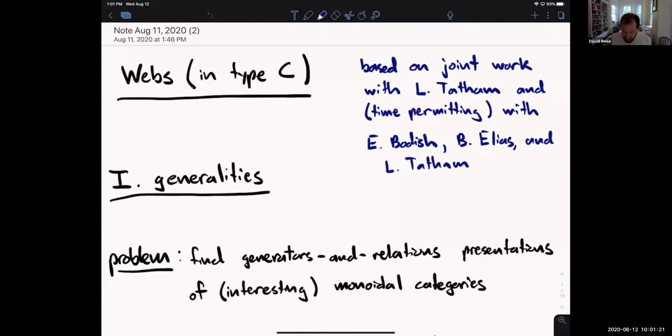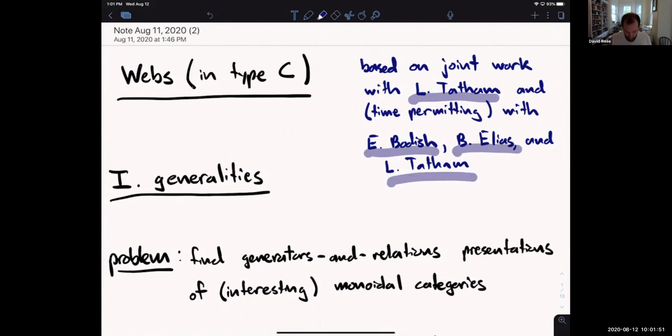Great. So I should maybe mention at the outset that most of this stuff, or at least most of the new stuff here, is joint work with Logan Tatum, who I guess until 8 days ago was a grad student at UNC, now on to bigger and fancier things. And time permitting, we might also touch on some work in progress with Bodish, Elias, and Tatum.